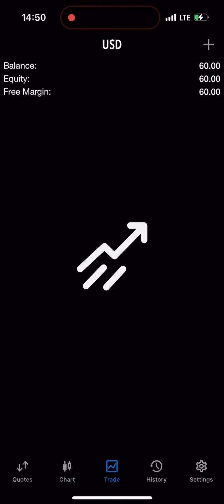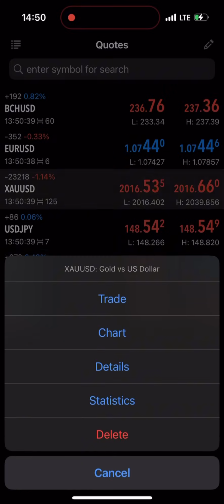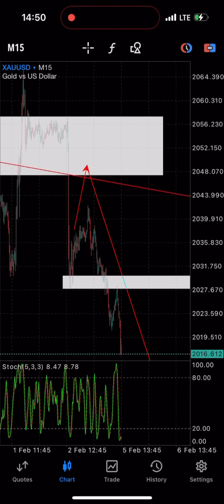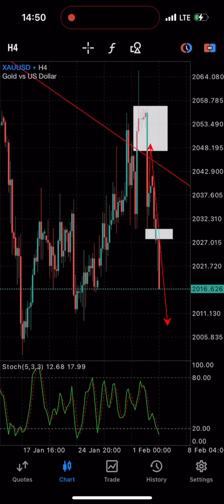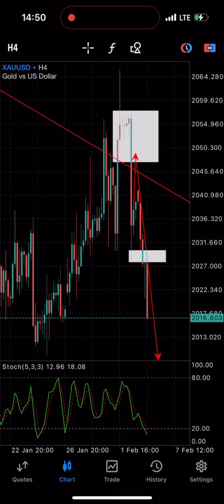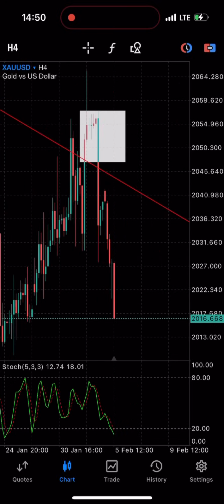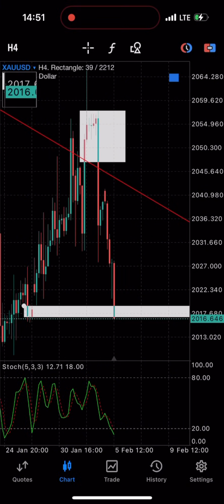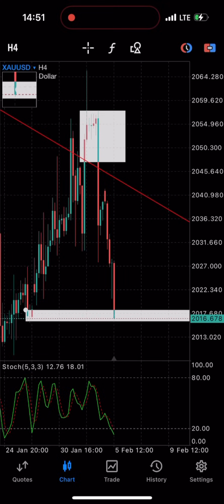Today I'm going to be teaching you guys how to grow $60 to $5,000. All right. So, guys, my first setup is here on ZAR USD. This is ZAR USD on the 4 hours time frame, and it's currently at its demand area right now.